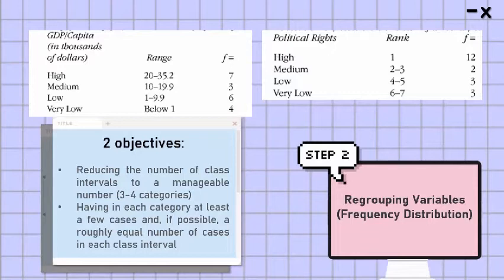Here, we will set two objectives. The first objective will be reducing the number of class intervals to a manageable number. Ideally, we can set 3 to 4 categories. In this example, we have 4. We have high, medium, low, and very low. Second will be having in each category at least a few cases and, if possible, a roughly equal number of cases in each class interval.